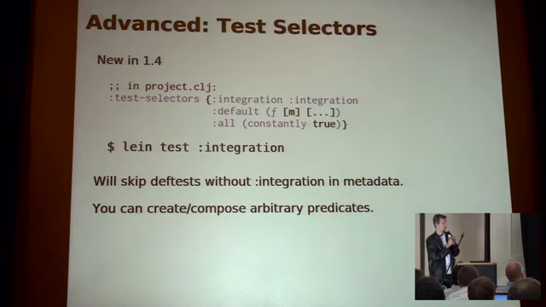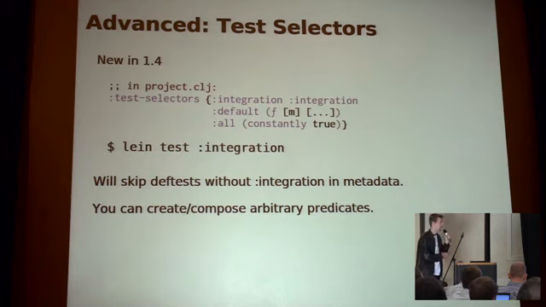So the idea here is you use the metadata to tag your functions, and then you can say, I want to run this subset of functions, not necessarily just everything in this namespace, but across all the namespaces, which functions have this metadata set to true. So we use that at work a lot for integration tests.